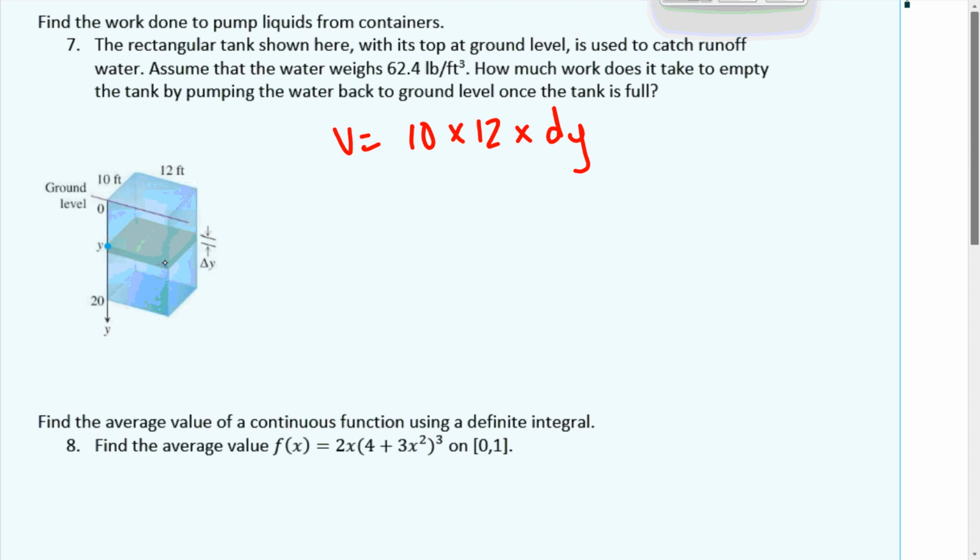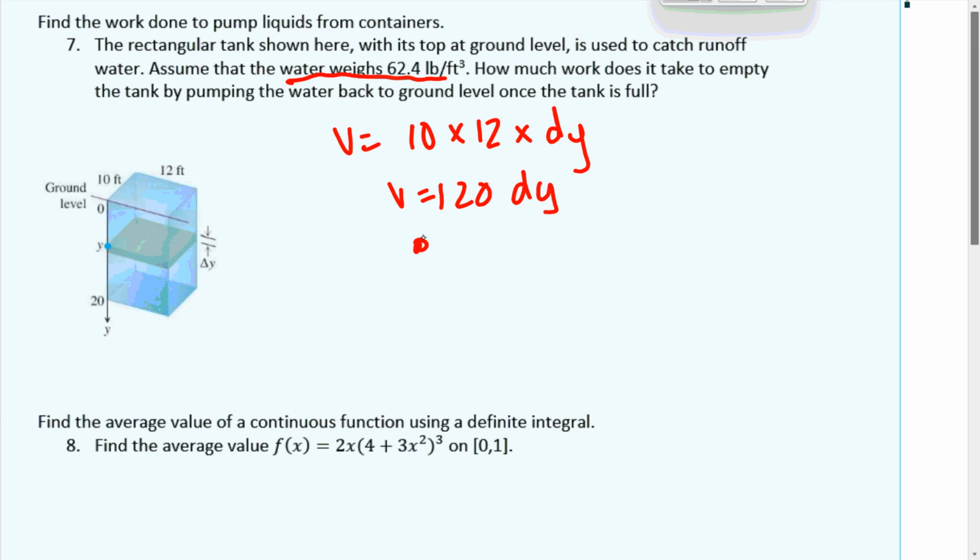Okay, and then I notice that this cross section is going to be filled with water, right? So I know that the water weighs 62.4 pounds per cubic foot. So for every cubic foot of my volume, I would multiply by 62.4, and that would be the weight of that cross section, which is force, right? Weight is force because weight is mass times acceleration. So that's accounted for.